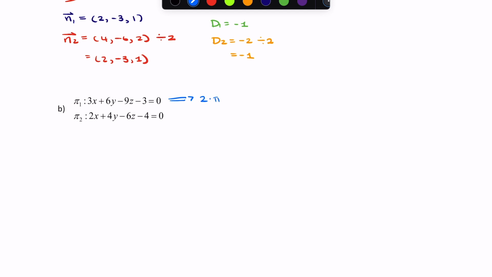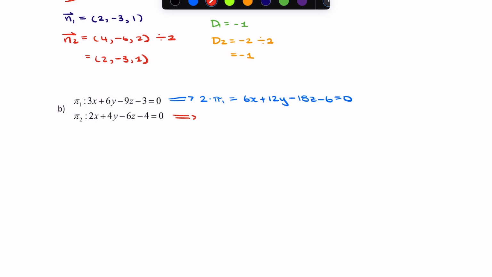and that's going to give us 6x plus 12y minus 18z minus 6 is equal to 0.